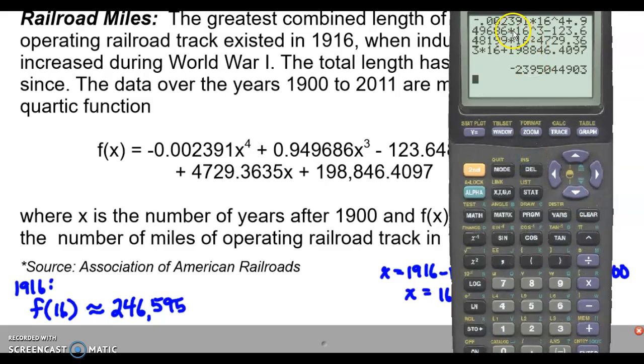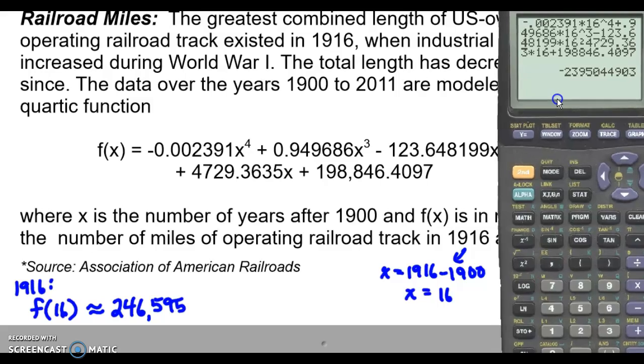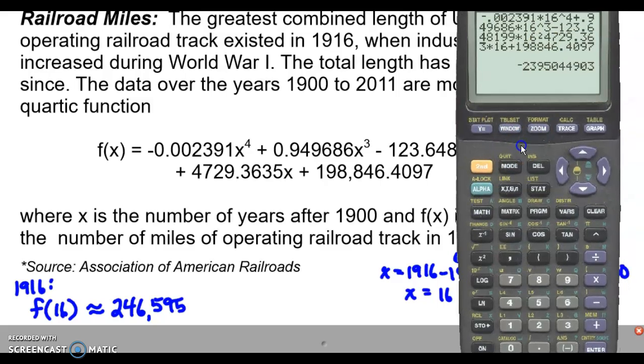Where is my error? See, this is why these are kind of tricky. 0.002391 times 16 to the fourth, okay, plus 0.949686 times 16 to the third, minus 123.648199 times 16 squared. Oh, it looks like right there I missed a plus sign. So here's what you do. All right, so this is a good learning experience.